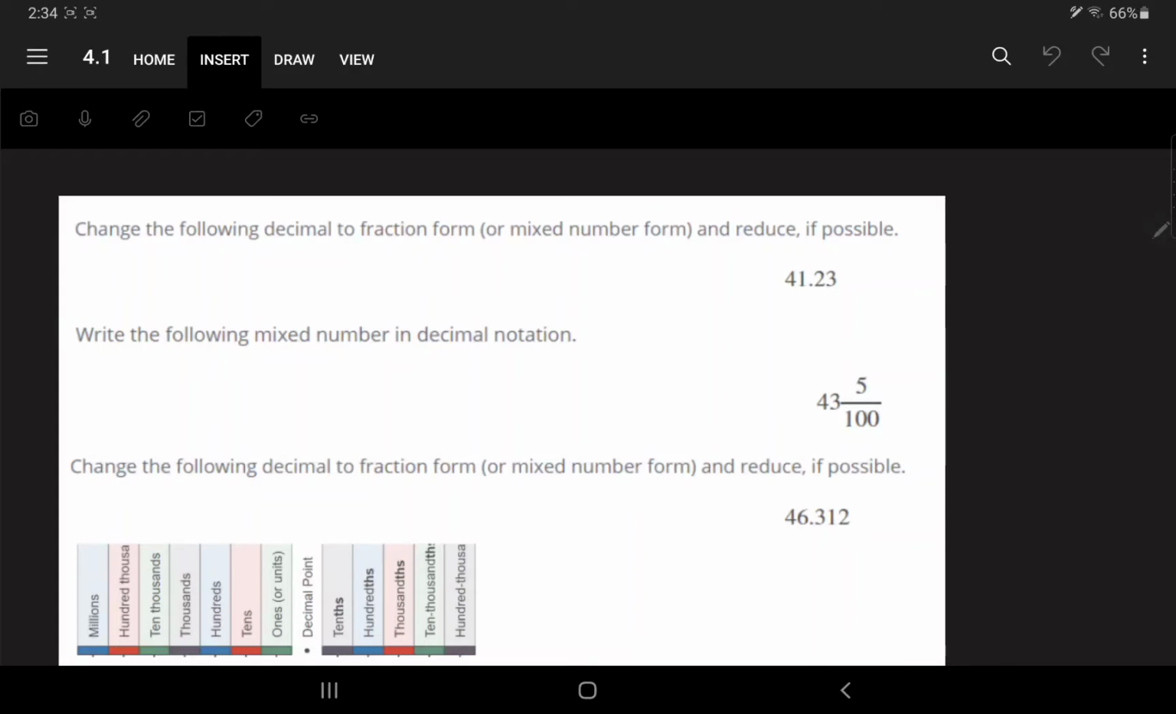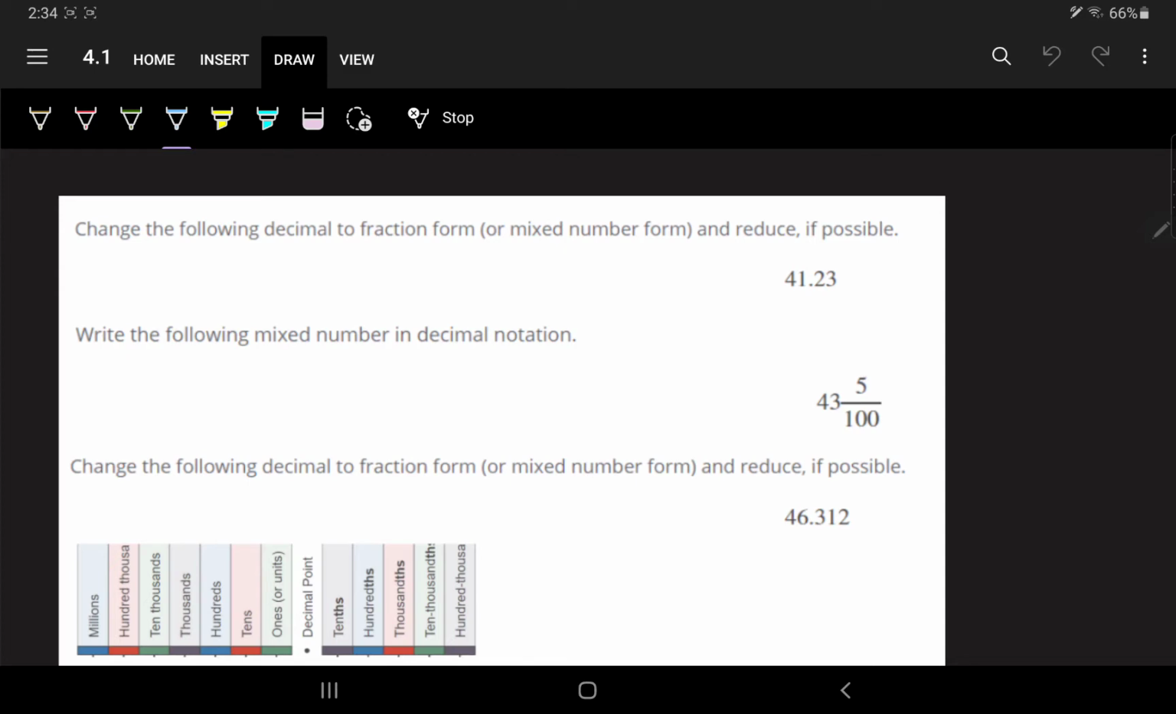Let's look at how decimals and fractions relate to one another. It really has to do with how you say the word, ultimately. It says change the following decimal to fraction form or mixed number form and reduce if possible.